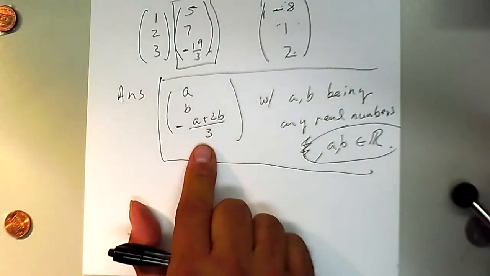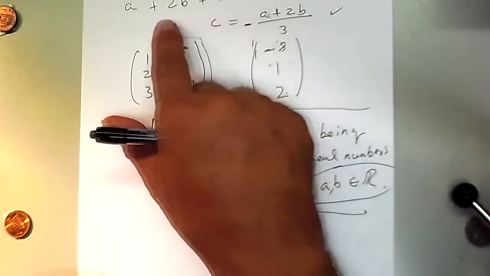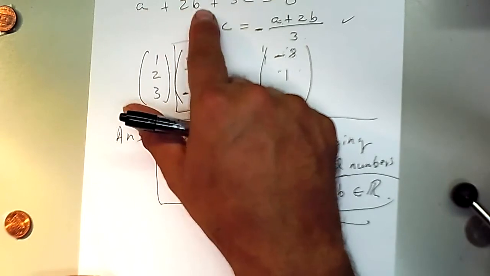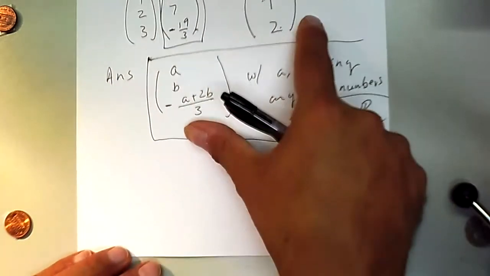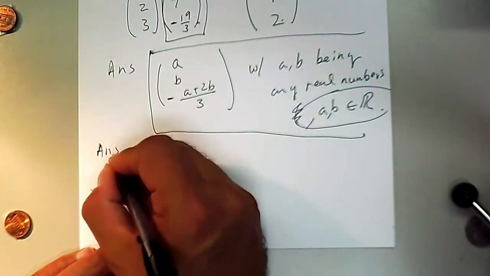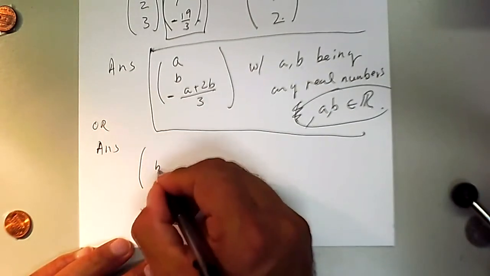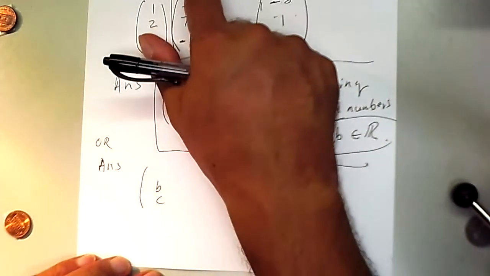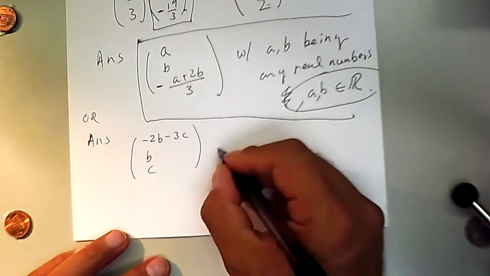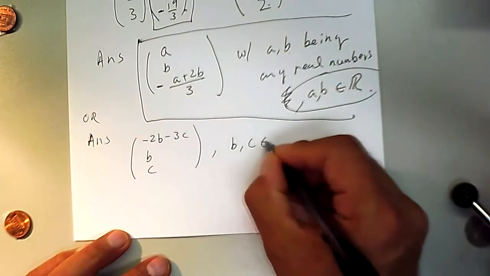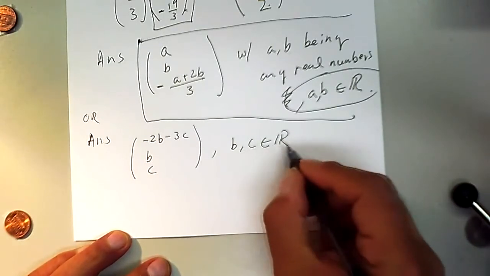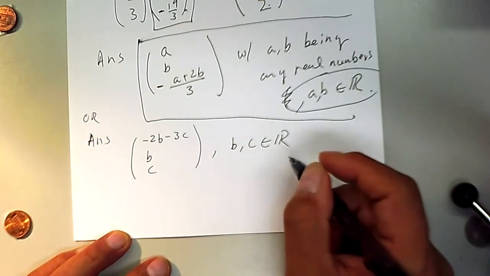The only problem is that it has fractions in it. Notice that in this equation, if we solve for a, we don't end up with fractions. We can just do 2b plus 3c on the other side. So if we fix c and b, another way to write the answer is to say b and c are fixed, and a is going to be -2b minus 3c, where b and c are any real numbers. This is the symbol for belongs to, and in this context, we mean they can be any real numbers.